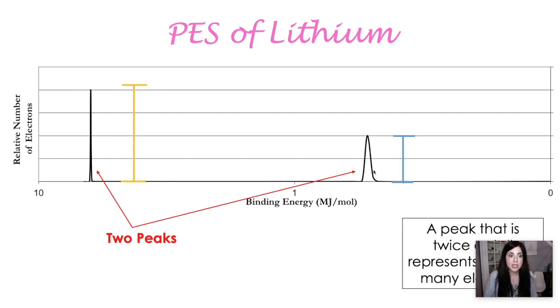And notice that the peak sizes are very different. In fact, if you were to measure, this peak here on the left is twice as tall as the one here on the right. So therefore, because this measures the intensity or the number of electrons, and this peak is twice as tall as this one on the right, that means that there are twice as many electrons that live in this particular subshell. And that's something to keep in mind as you look at photoelectron spectra. The height of the peak represents approximately how many electrons exist there.